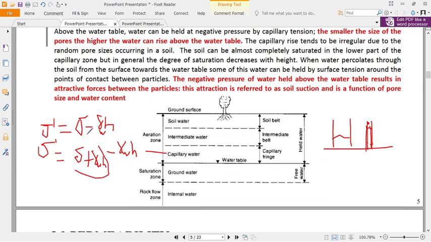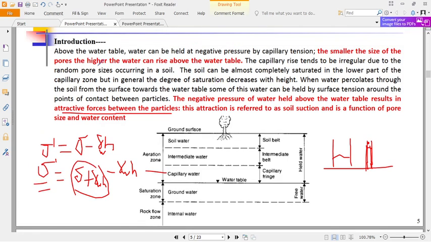Is that okay? Why? Because here the pore pressure is positive and not negative. Remember, it is positive below but negative above. Why? Because the negative pressure of water held above the water table results in an attractive force between particles, and the particles are held together by this attractive force, hence improving the effective stress. So above the water table, the water can be held at a negative pressure by capillary tension. The smaller the size of the pores, the higher the water can rise above the water table, as I said using this illustration of mercury in the big and small tube.